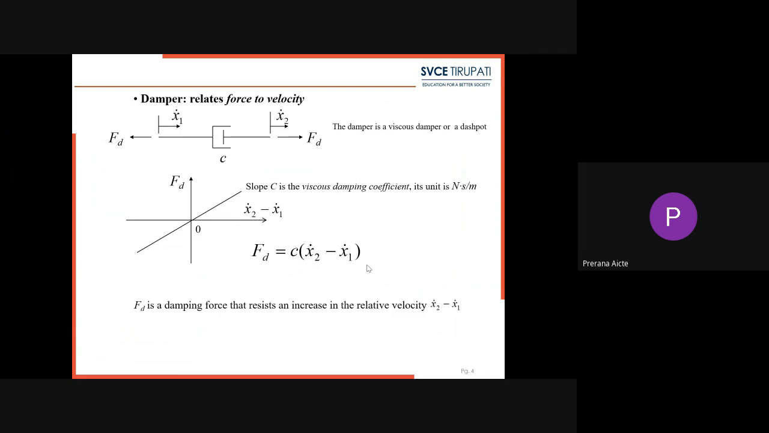Next one is a damper. Damping is a viscous damper or maybe dashpot, we can represent with this particular symbol, and the expression we can state: F is equal to C multiplied with the change in the velocity, initial and final. What is the change? What is the difference? And multiplied with the C value. What is the C? C is a viscous damping coefficient. And FD is the damping force that resists an increase in the relative velocity.